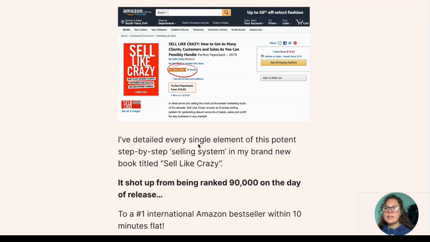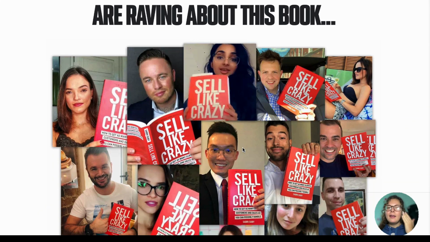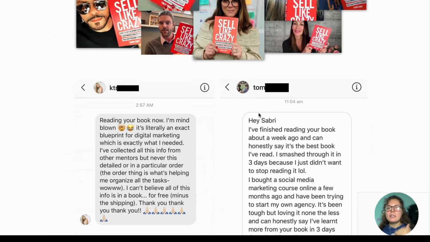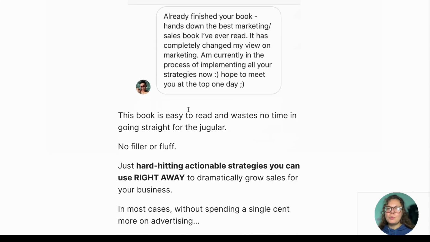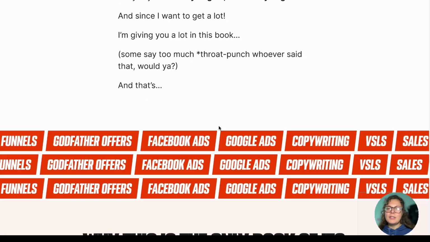Then again, he has some screenshots. He keeps going back and forth with authority, connecting with the prospect, social proof, and credentials. And again, authority, social proof, credentials, all of that. Look how much social proof he has here. And then again, he continues with the sales letter.